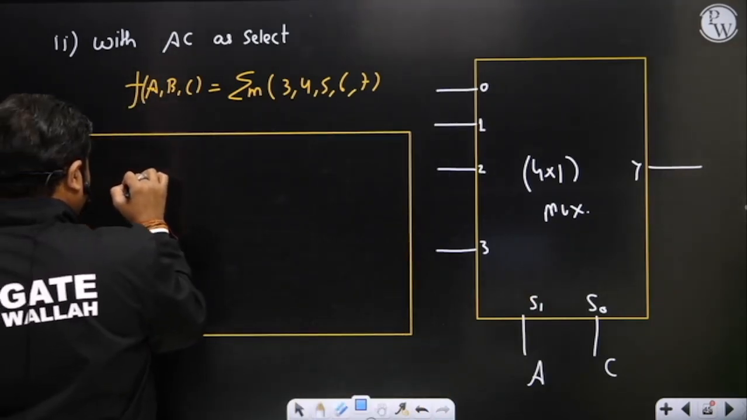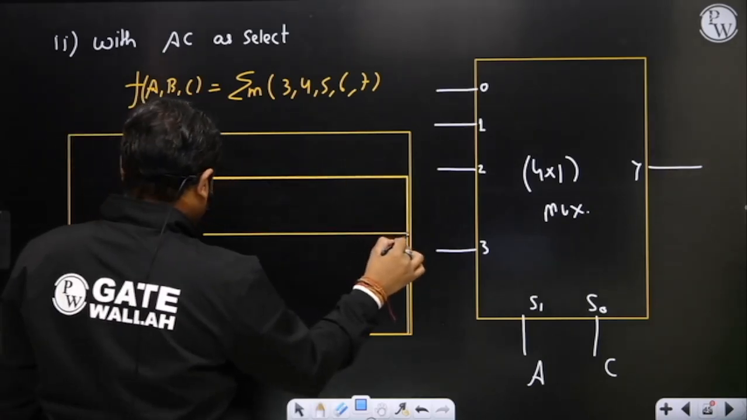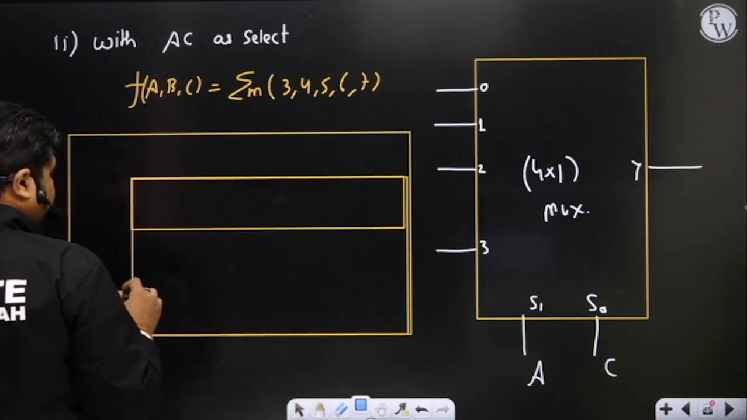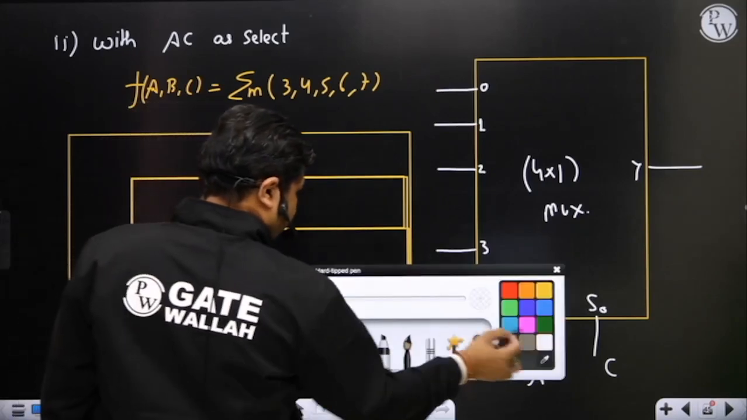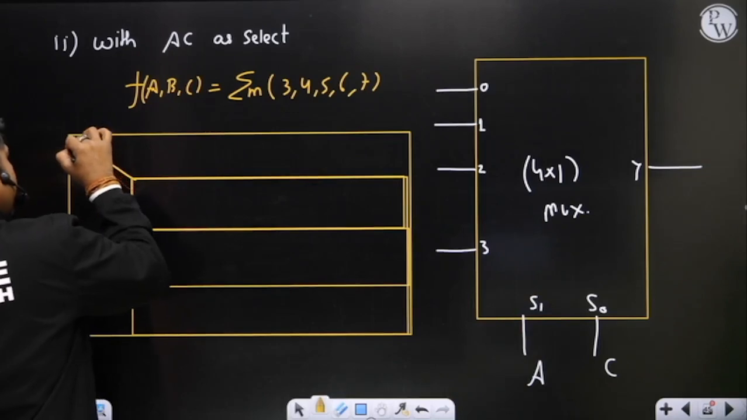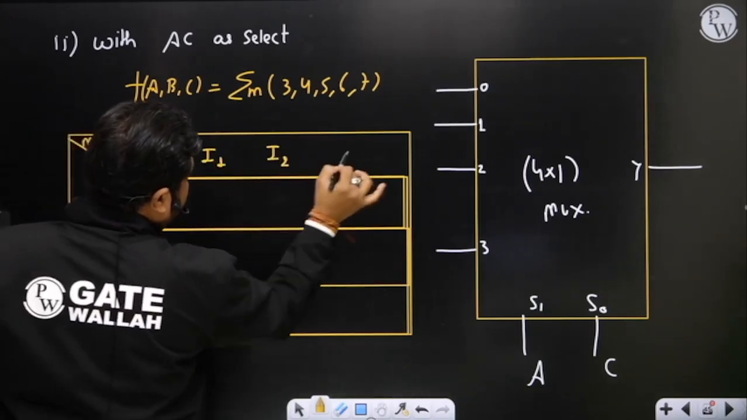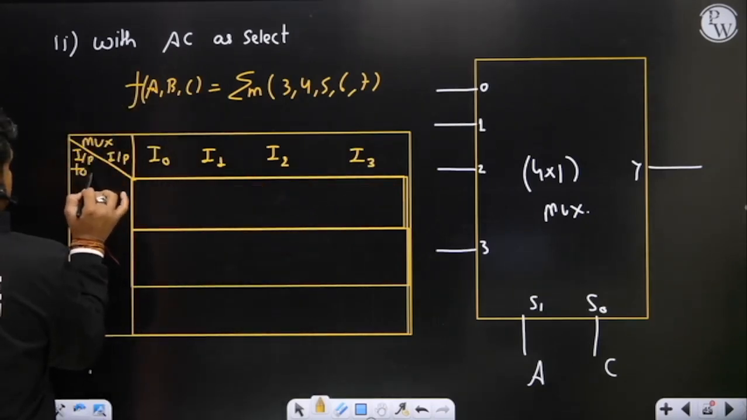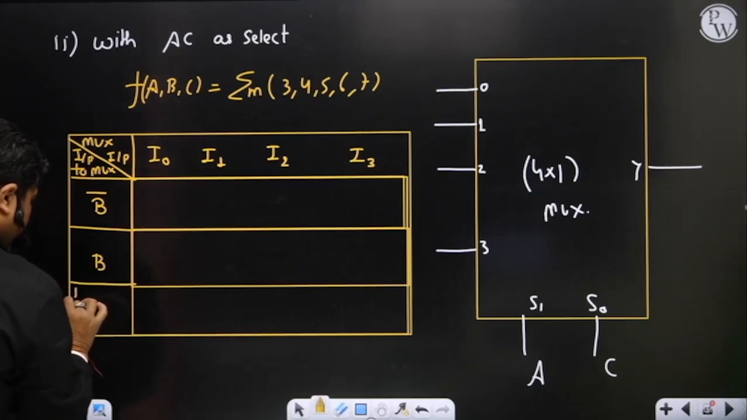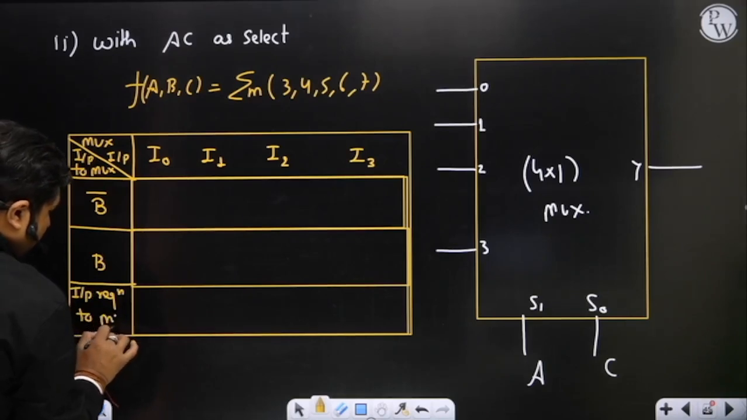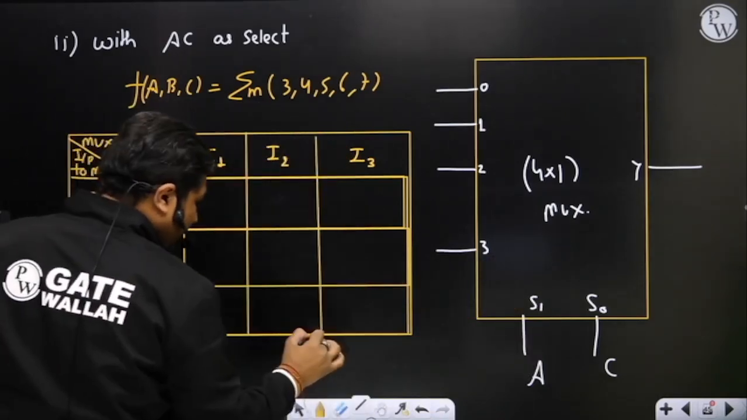So we have mux input, I0, I1, I2, I3. What can we apply as input to the mux? B bar and B. Then list the input of mux in two different rows. Hoping up to this part everything is clear.